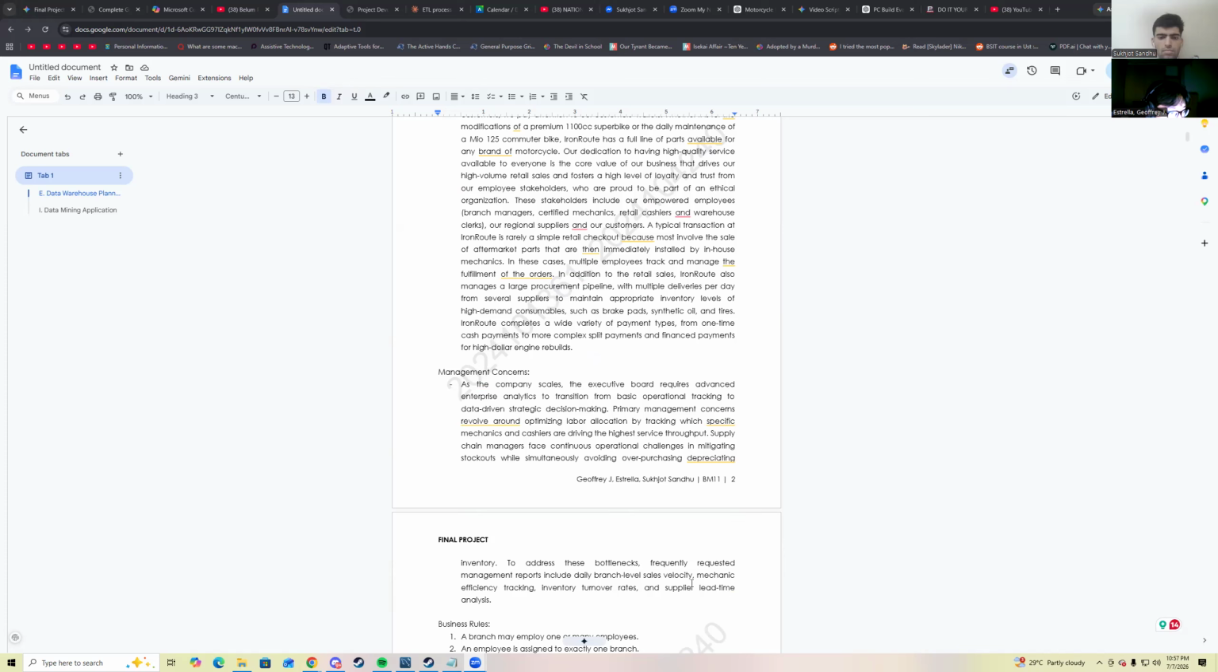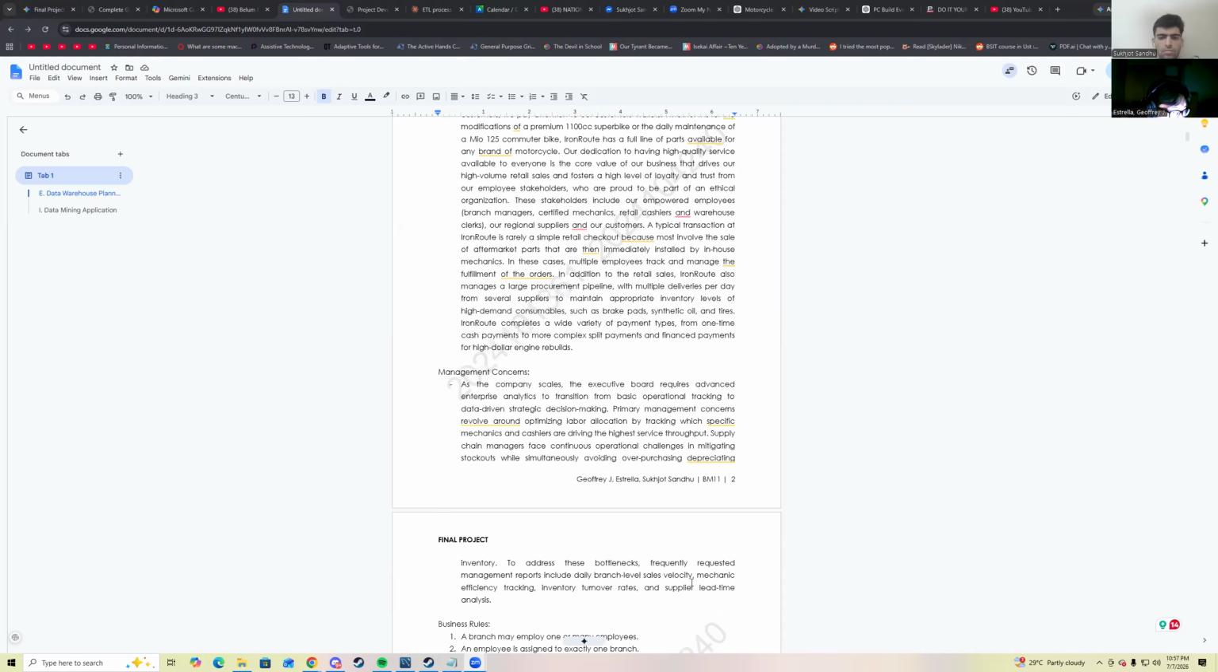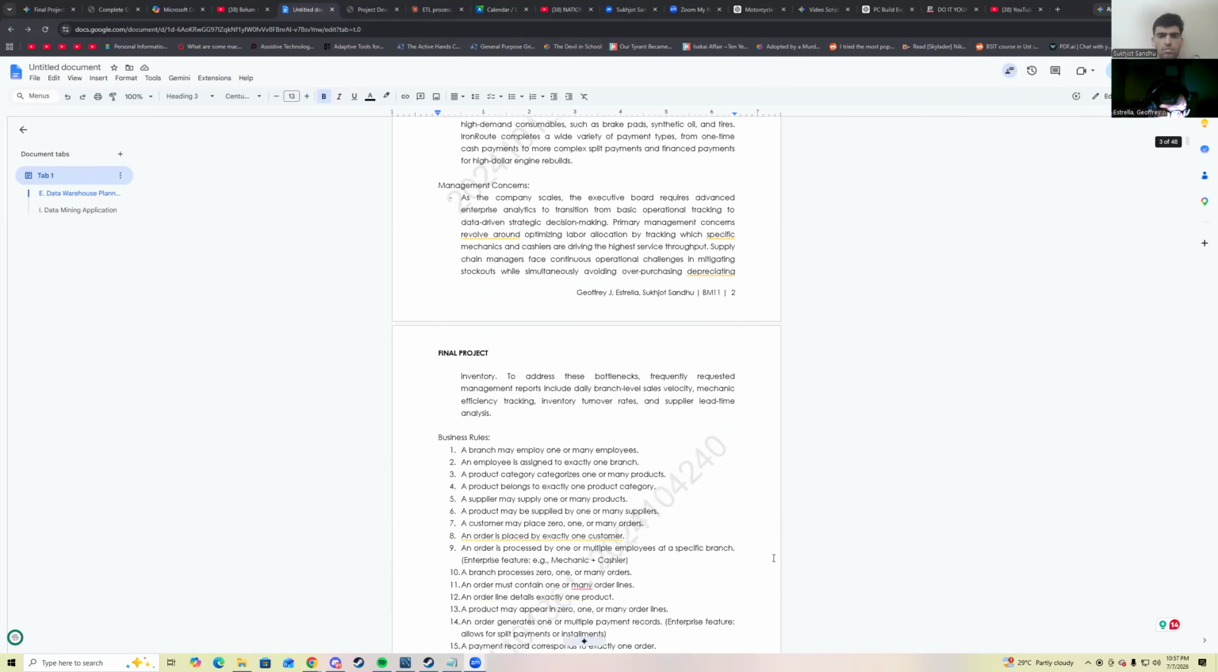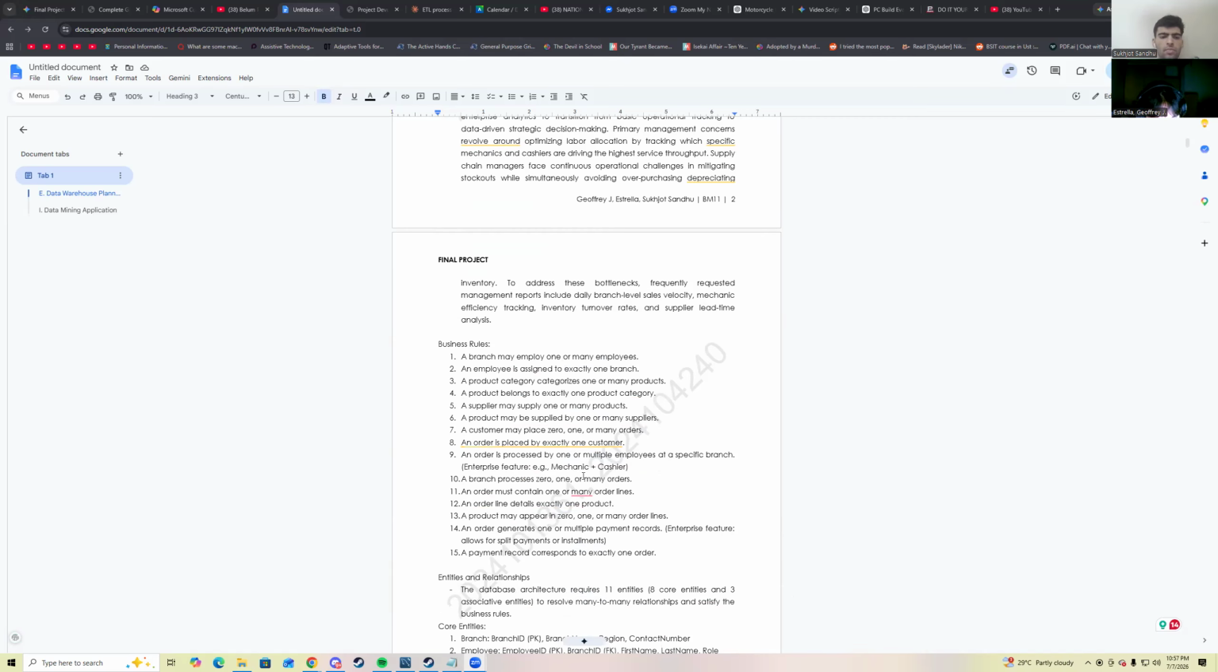Management came to us with some major concerns. They need to track exactly which mechanics and cashiers are driving the most service throughput, and our supply chain managers need to stop stockouts without over-purchasing inventory that just sits there losing value. So the key decision for this project was to design a database architecture that could untangle all the messy, real-world transactions. We mapped out all the business rules.